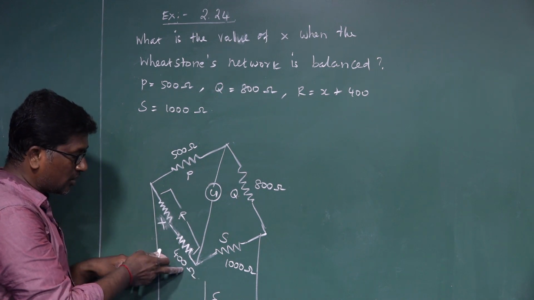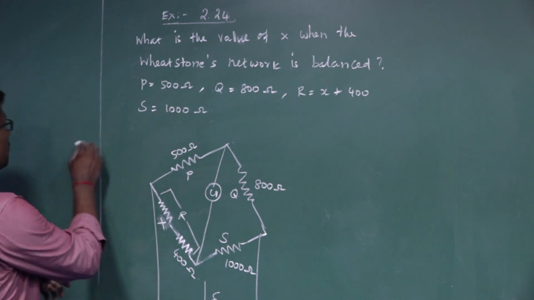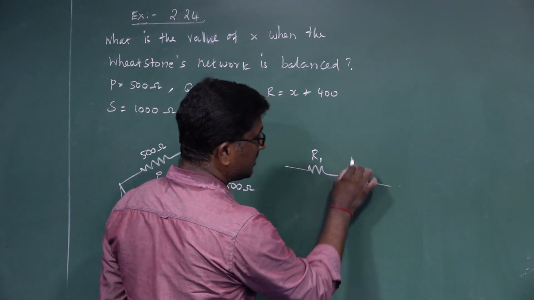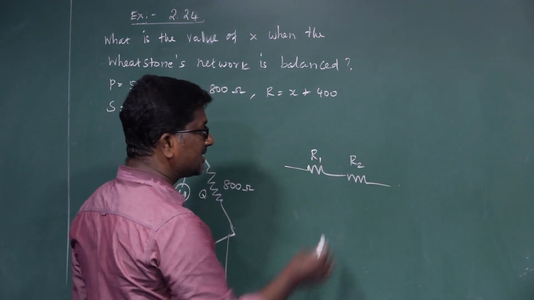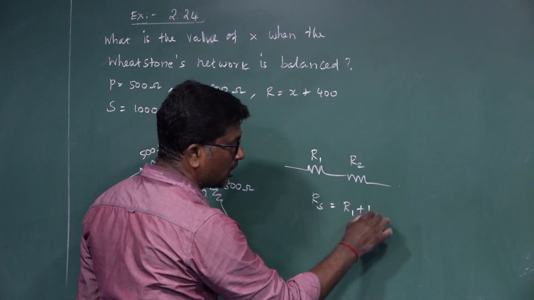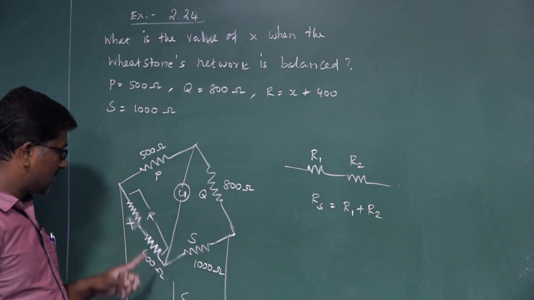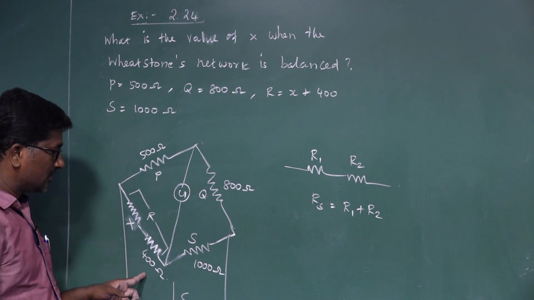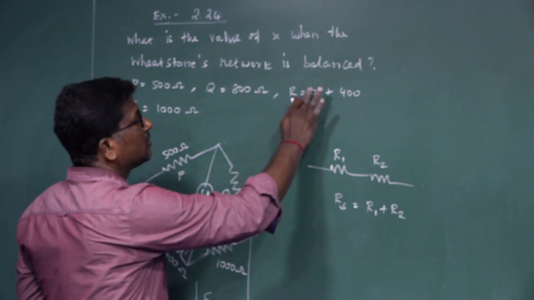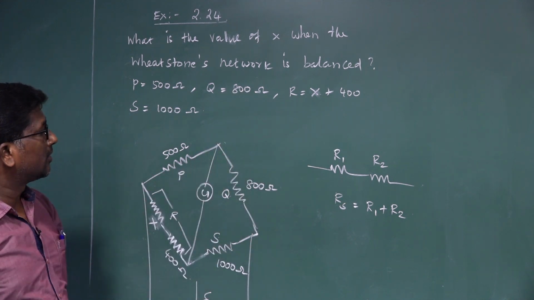Here X and 400 ohm resistance are in series, right? If two resistances are in series, suppose the resistance R1 and the resistance R2 are connected in series, then the total resistance of the combination is RS is equal to R1 plus R2, right? So this is very familiar to you. So here X and 400 ohm are in series. So sum of these two values is equal to R. So that is why R is equal to X plus 400.